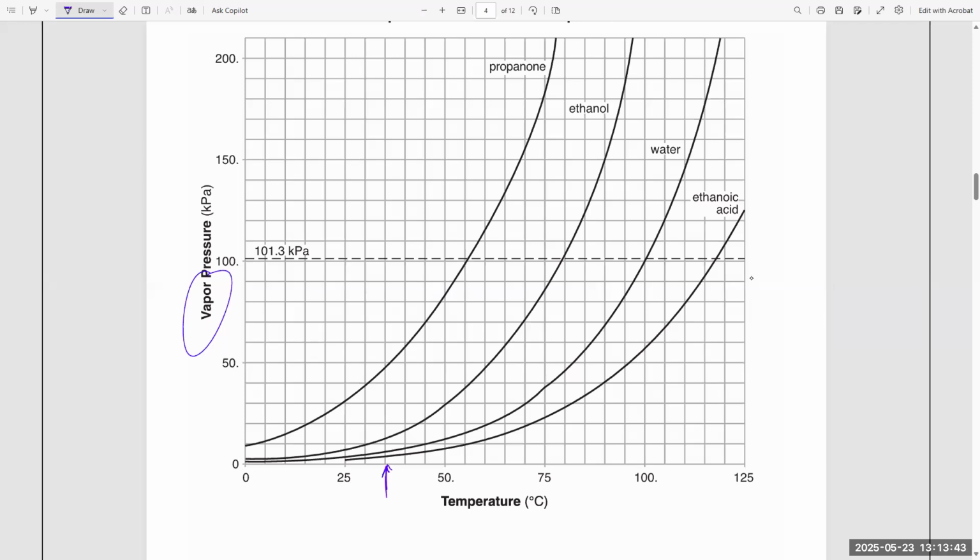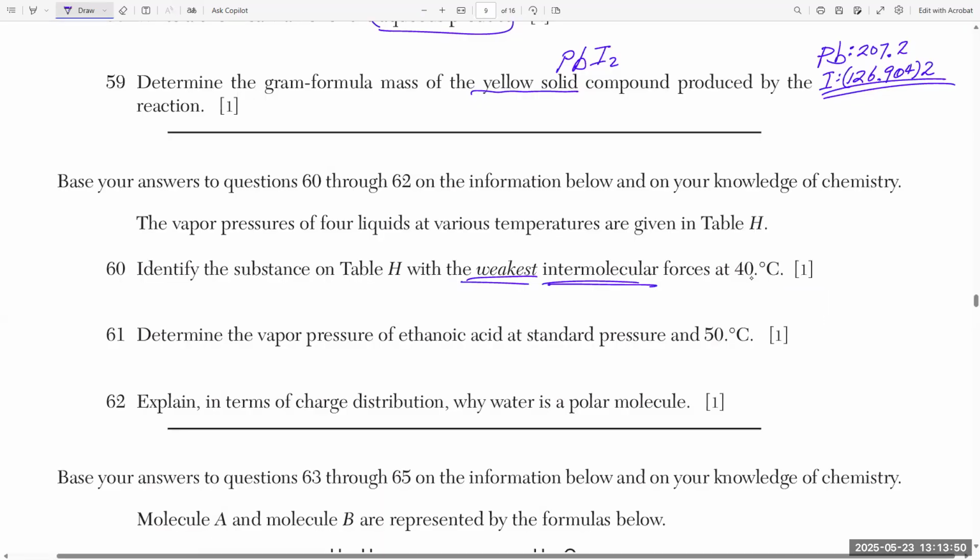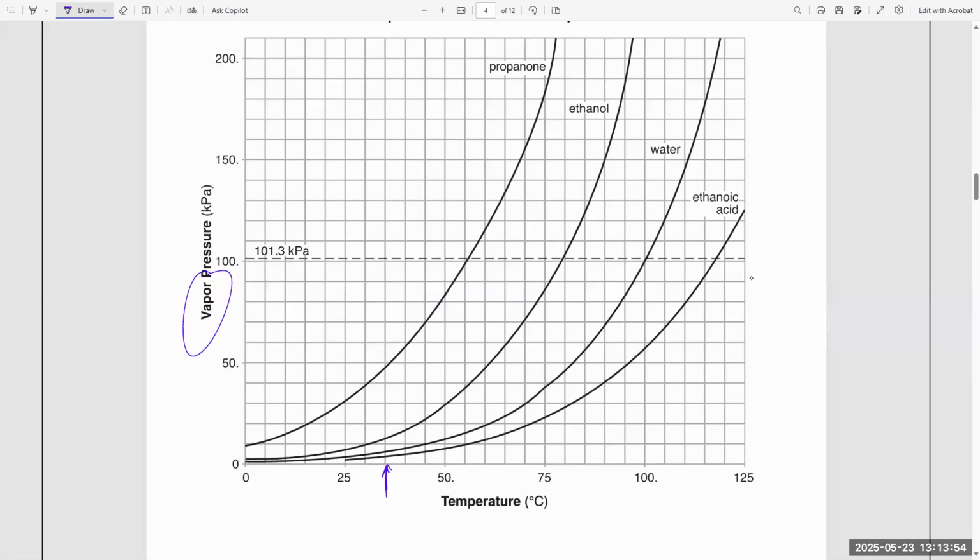So what do we know? At 40 degrees, who has the weakest? We're looking for somebody that's the most gaseous. If you're not even sure, let's take a look. That's water and that's ethanol. That's alcohol, guys. You already know from non-chemistry ideas that alcohol evaporates much easier than water. So what does it tell you? Who's the king here? The king here is this guy, propanone.